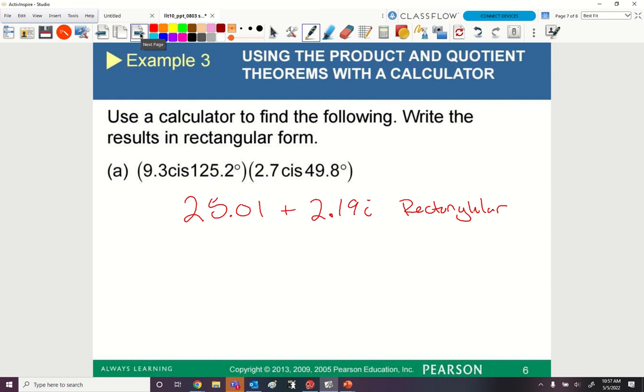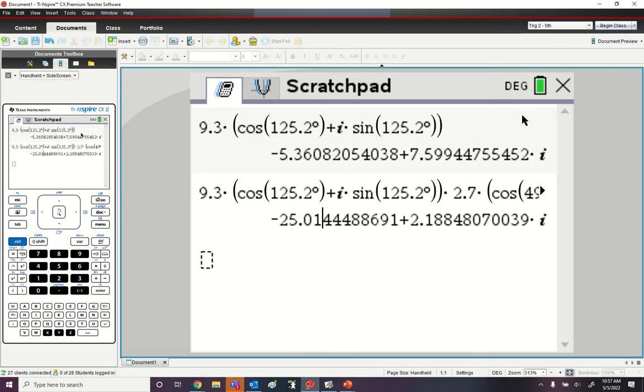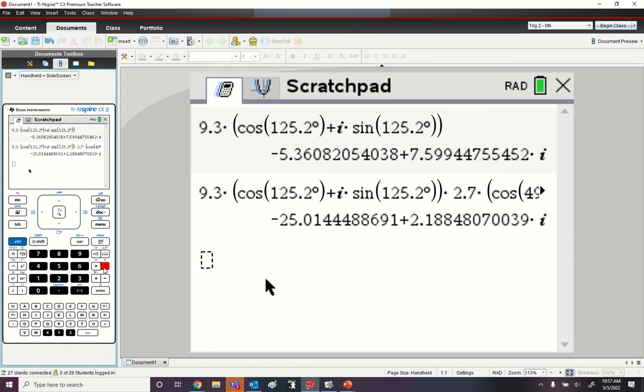All right, so you can pause it if you need to. Here's another one. This one has to do with division. So I'm going to put this on the calculator as is. If you notice, what's different here is this is in radians. My angles are given to me in radians, so that means I need to change my mode to radian. There we go. Let's start that out. Start with control, divide, and I have 10.42.